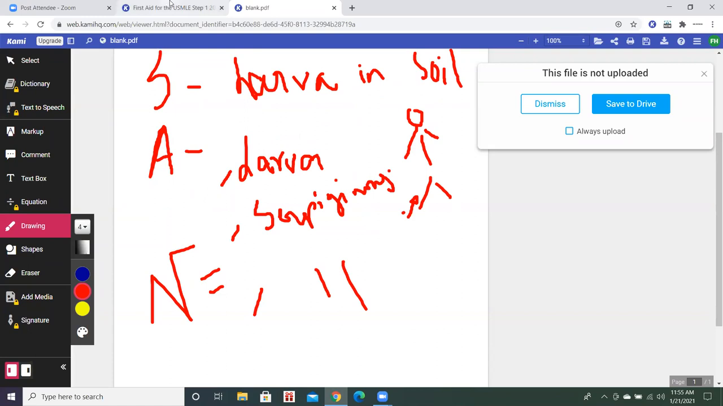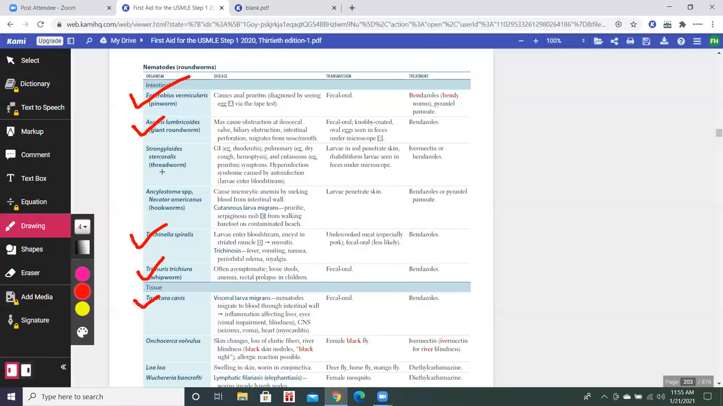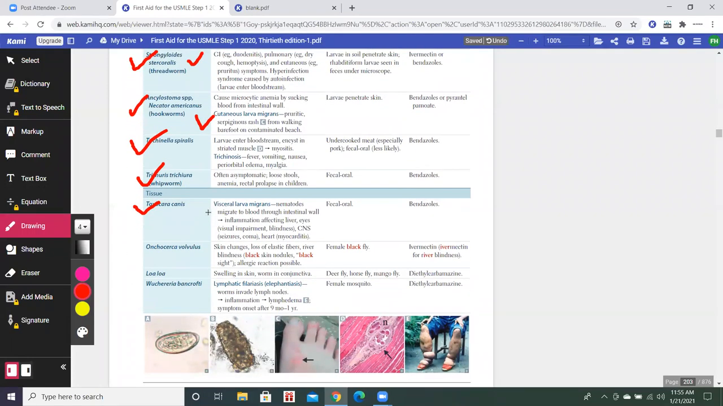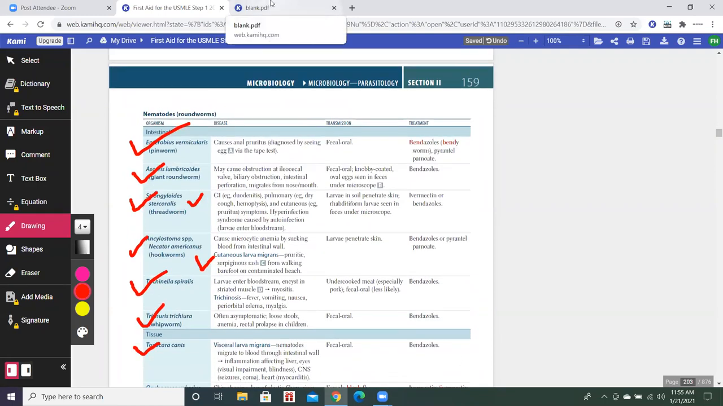that's that. Okay, now what I need you guys to do is read these two, Strongyloides stercoralis and Necator americanus. I'll give you guys 2 minutes for these two, and then I'll move on to onchocerciasis, Loa loa, and Wuchereria bancrofti. Okay, so 2 minutes on the clock.